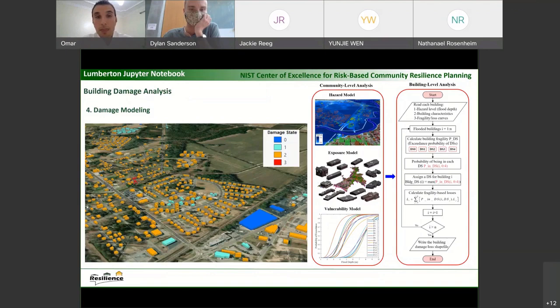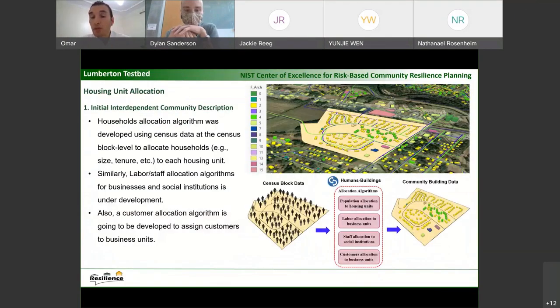Then the housing unit allocation, Nathaniel developed. We actually used the population allocation algorithm that Nathaniel developed for another test bed, and Nathaniel is also working on other allocation algorithms, including labor allocation to businesses. He's almost done with the staff allocation to schools, and he's working on other algorithms.